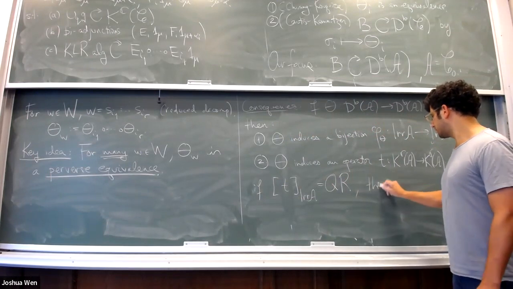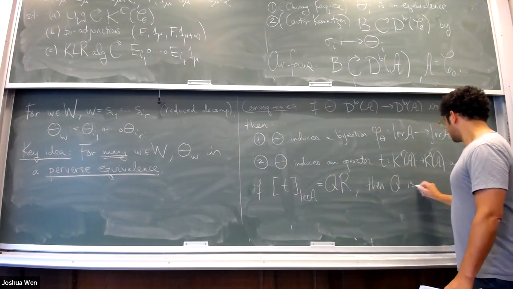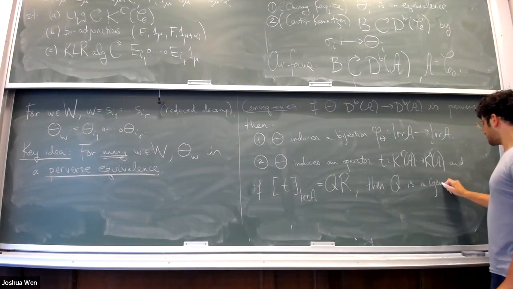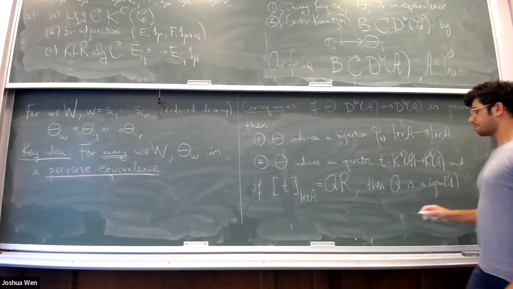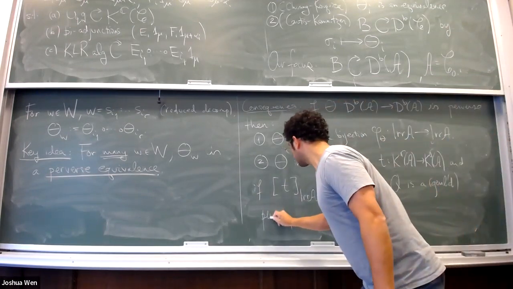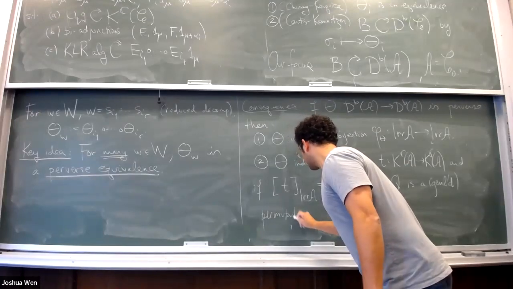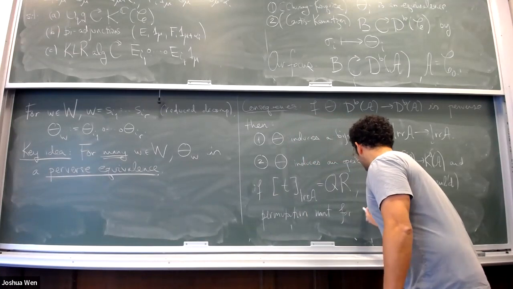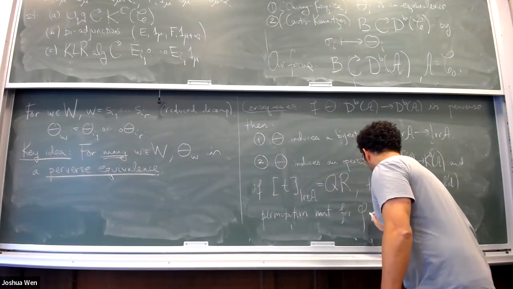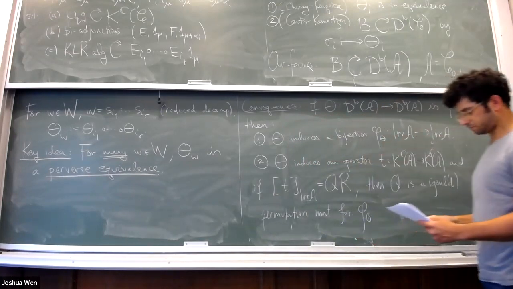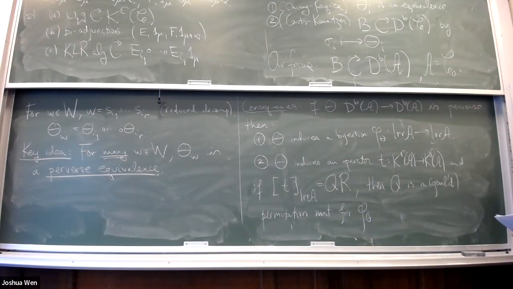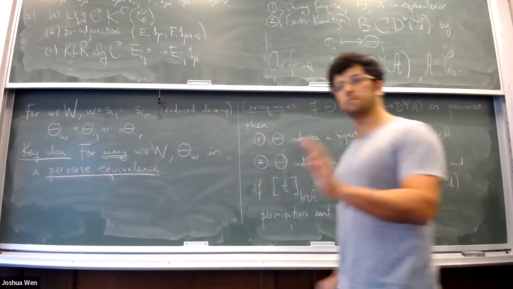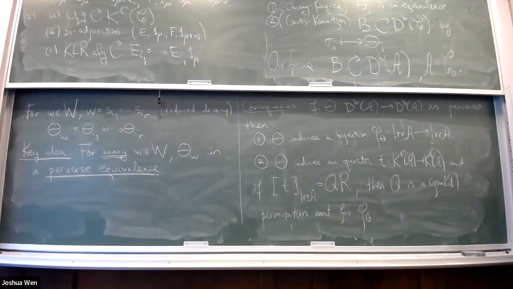Then Q is again a generalized permutation matrix, for exactly the bijection from part one. So this is something that just comes as a consequence of having a perverse equivalence.